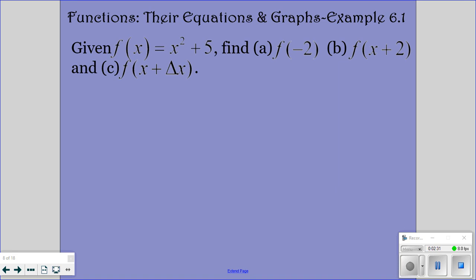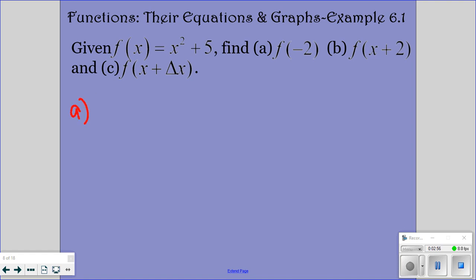So looking here, we want to find f of negative 2, f of x plus 2, and f of x plus delta x. You may be familiar with delta. It's just a Greek letter if you're not familiar with it. All right, so our function is f of x equals x squared plus 5.